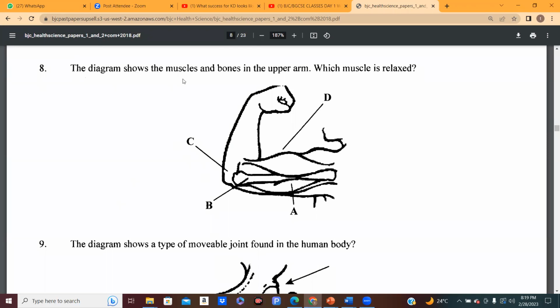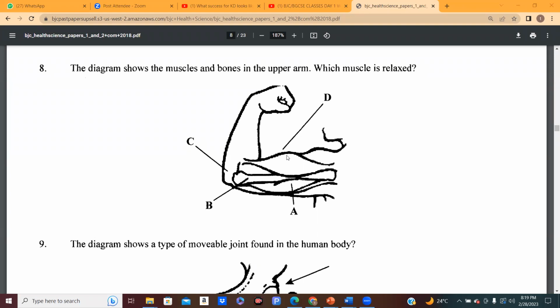The diagram shows the muscles and bones in the upper arm. Which muscle is relaxed? Is it A, B, C, or D? Which muscle is relaxed? Jasmine, this is for you. Which muscle is relaxed? Okay, I can't hear from Jasmine, so I'll go to Jennifer. Jennifer, what muscle is relaxed? Is it D? D.